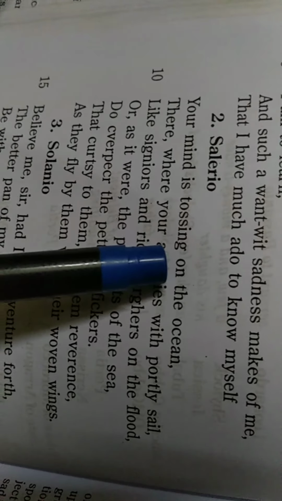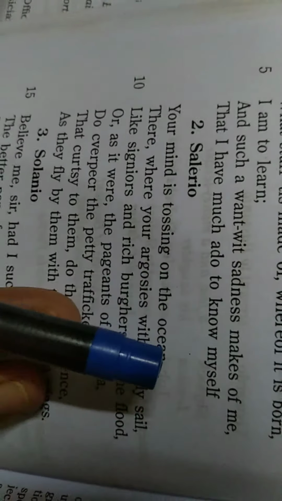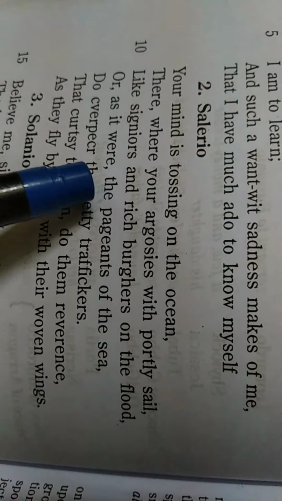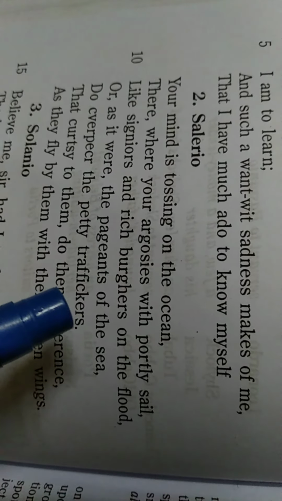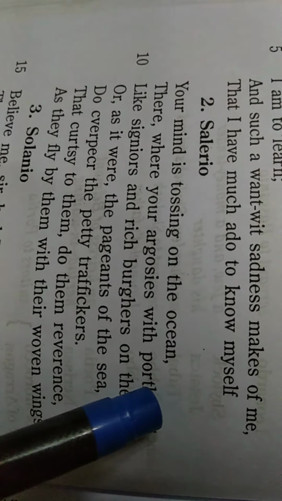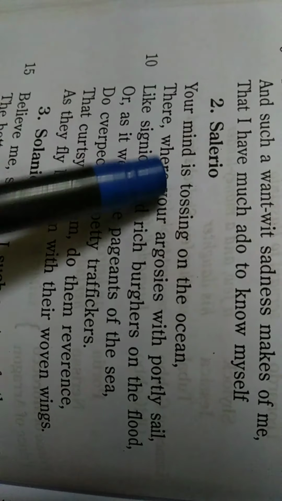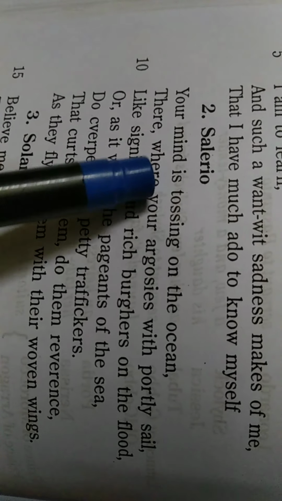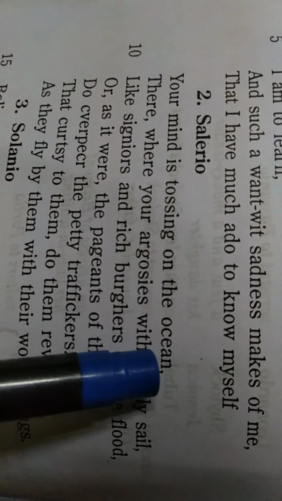And at that time, you have to remember this play was written very early. At that time, there were no technologies, no radars, nothing. And that was the reason they were very thoughtful at that time. They were very eager to know the situation of the ship, where the ship is, and what was the condition of the ocean at that time. So they used to be very sad. So Salario thinks that Antonio is thinking about his ships which are in the sea.